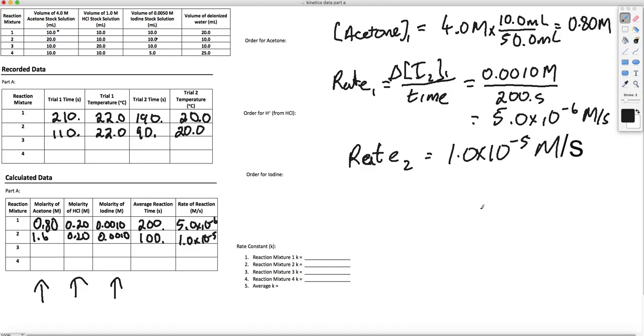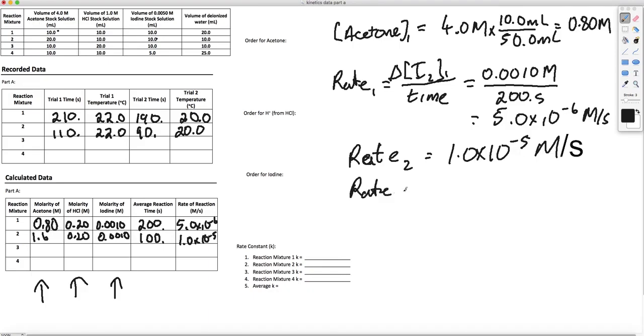So that's how I'm going to get the rates, and now I need to get the orders. I'm going to get the order with respect to acetone first. And the way I do that is to compare rate 1 and rate 2. Now if you look closely at the concentrations here, we've got 0.8 and 1.6. We've got 0.2 and 0.2, 0.0010 and 0.0010. So you can see that all these concentrations are going to be the same, and this one is the one that's different, the molarity of the acetone. That allows us to determine the order with respect to the acetone.